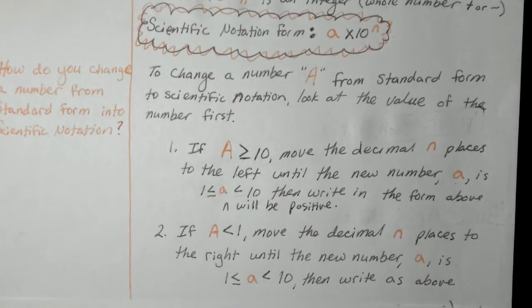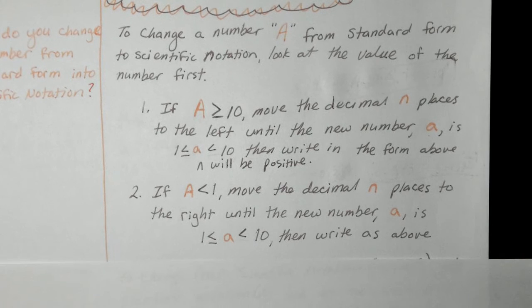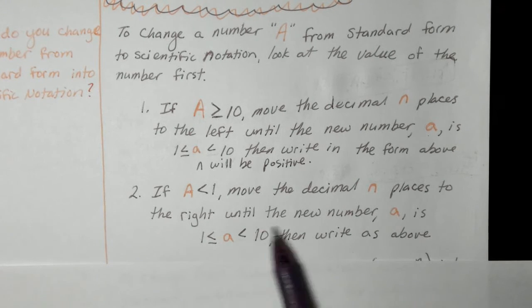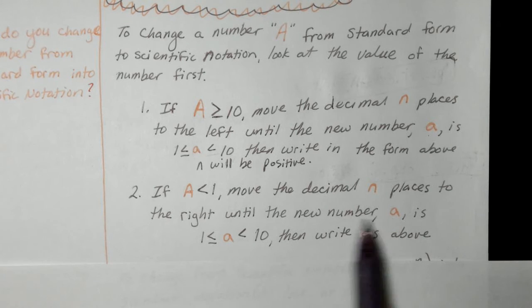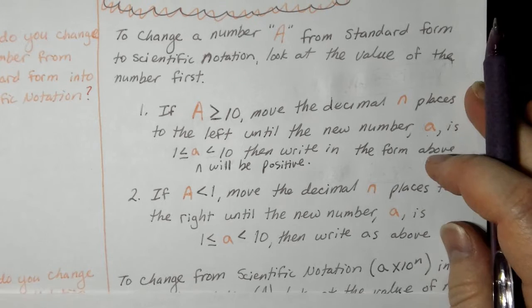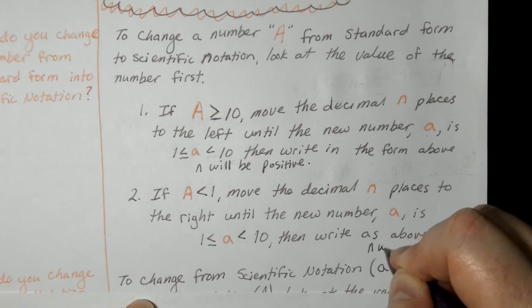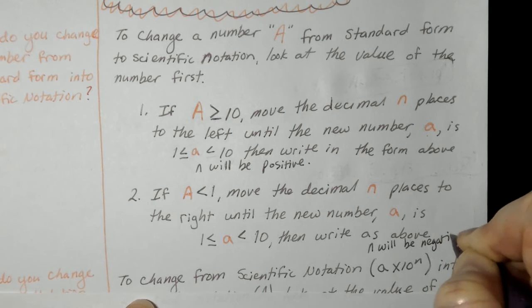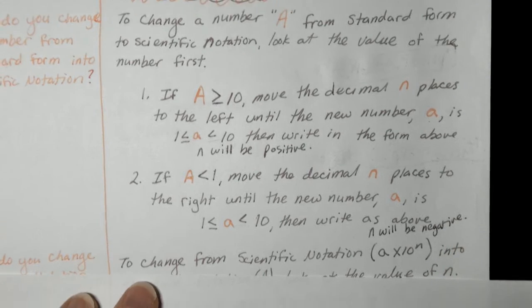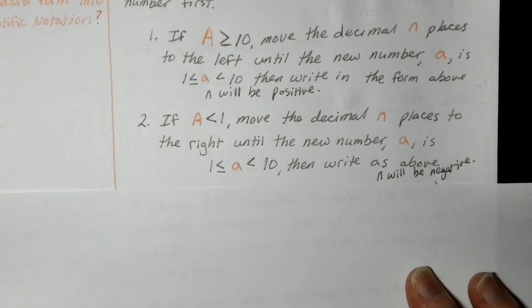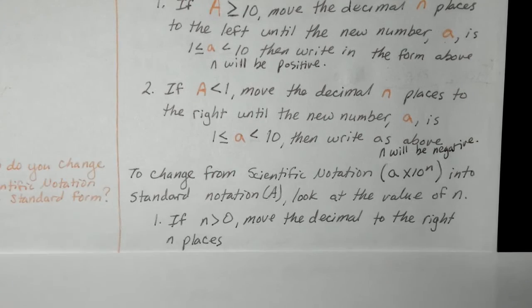Okay, and if A is less than 1, you're going to move the decimal n places to the right until the new number, lowercase a, is between 1 and 10, and then you'll write it as above, and your n will be negative. So again, I forgot that one before. Always good to review your notes so you'll see what you got right, what you forgot.